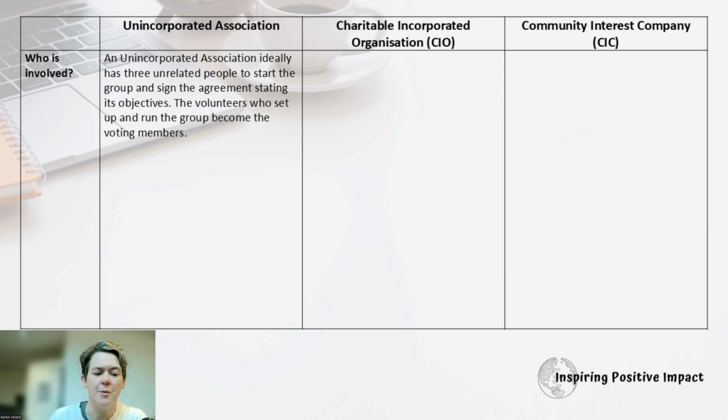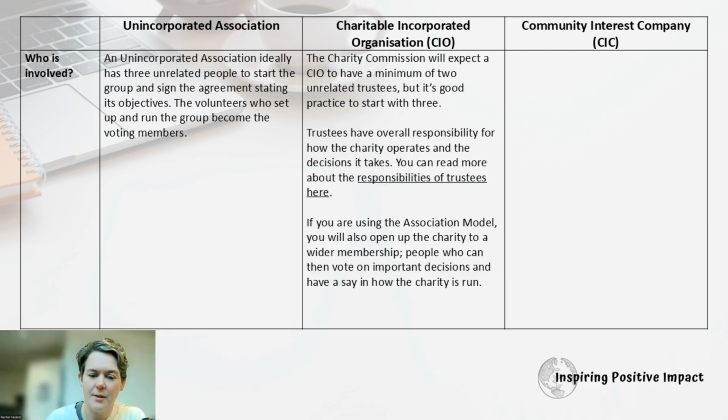So who is involved with each of these? Well, an unincorporated association ideally has 3 unrelated people to start the group and sign the agreement stating its objectives. The volunteers who set up and run the group become the voting members. The Charity Commission will expect a CIO to have a minimum of 2 unrelated trustees, but it's good practice to start with at least 3.